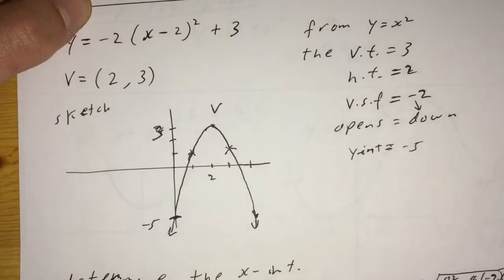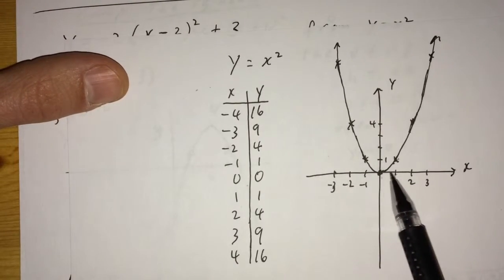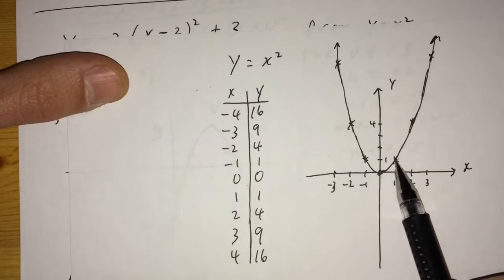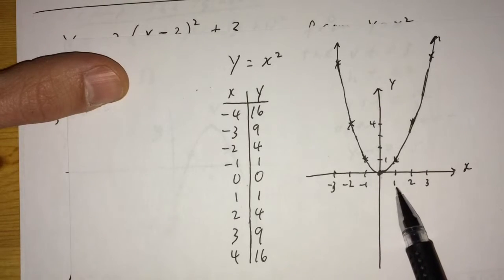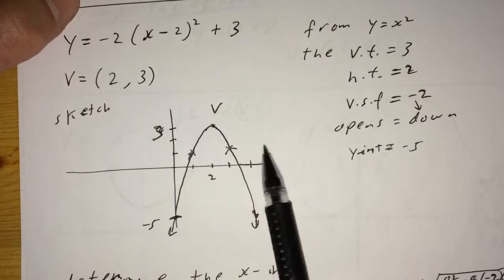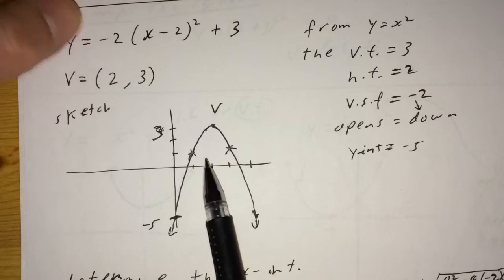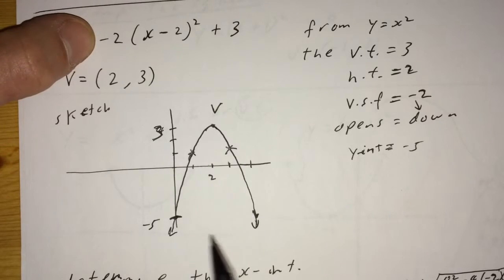So the normal y equals x squared, if you go over 1 from the vertex, you go up 1. If it's -x squared, you go down 1. Since it's been vertically stretched by 2 here, you're going to go over 1 and down 2. Because it's negative, you go down.